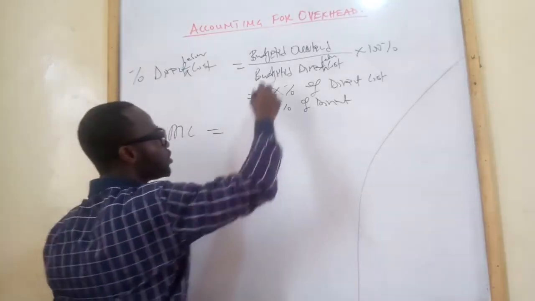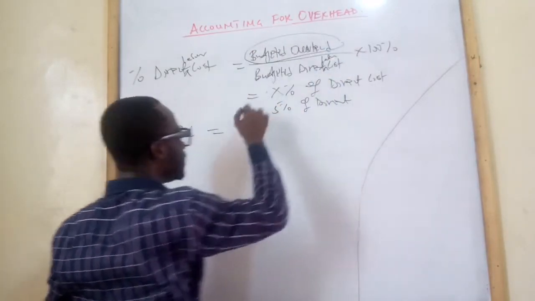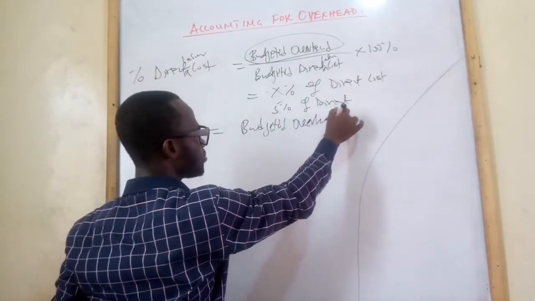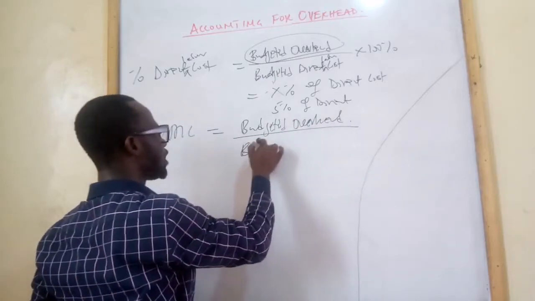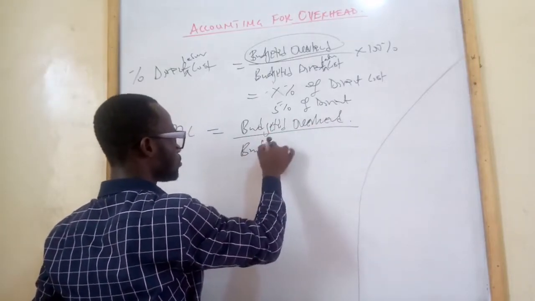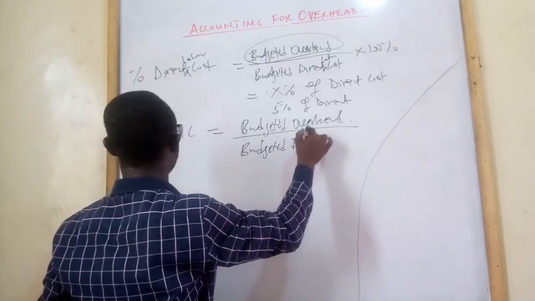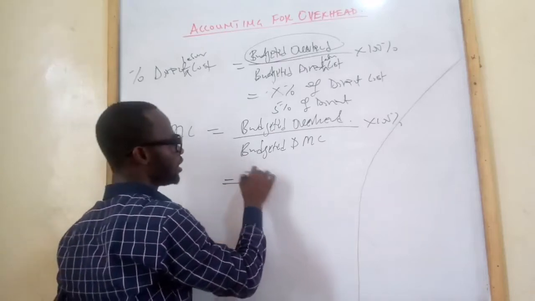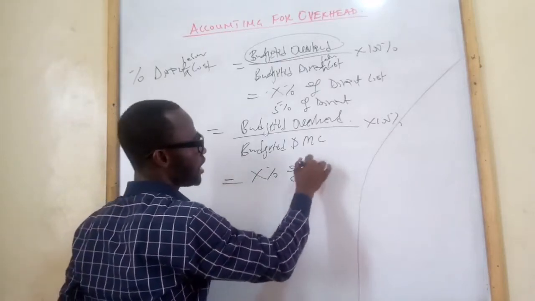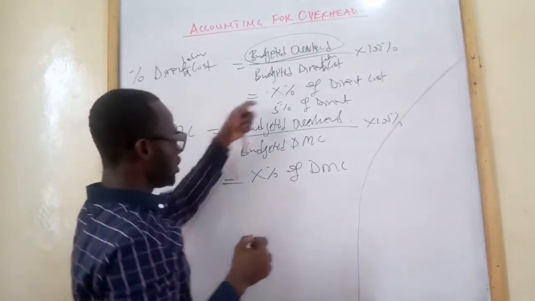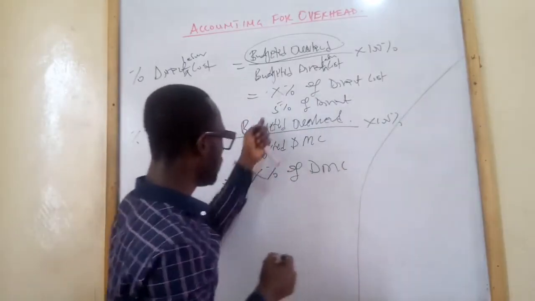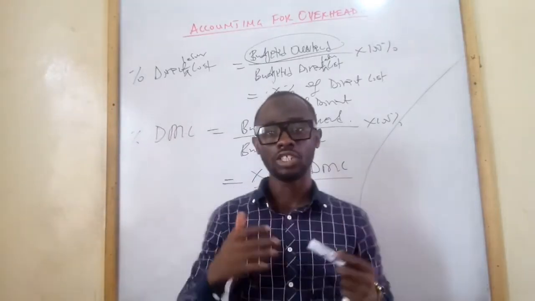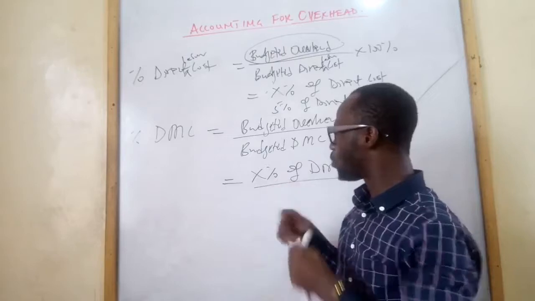With the direct material cost, it's going to take the same formula, budgeted overhead, over this time around, budgeted direct material cost, also times 100. Whatever answer you get is going to be X% of direct material cost. This is X% of direct labor cost. When you do this, you get X% of direct material cost. It means that when you go to the calculation of your cost sheet, you are going to take whatever percentage.